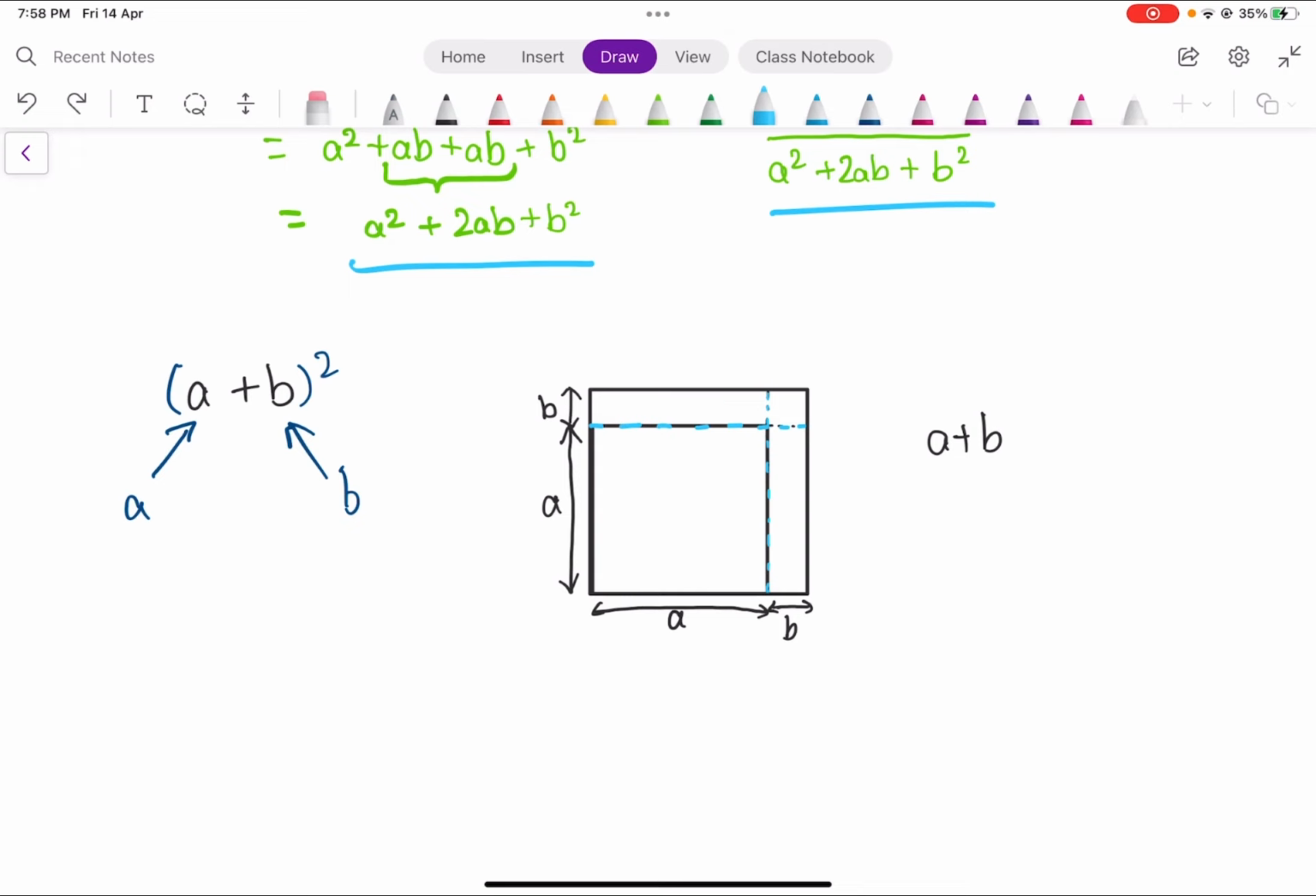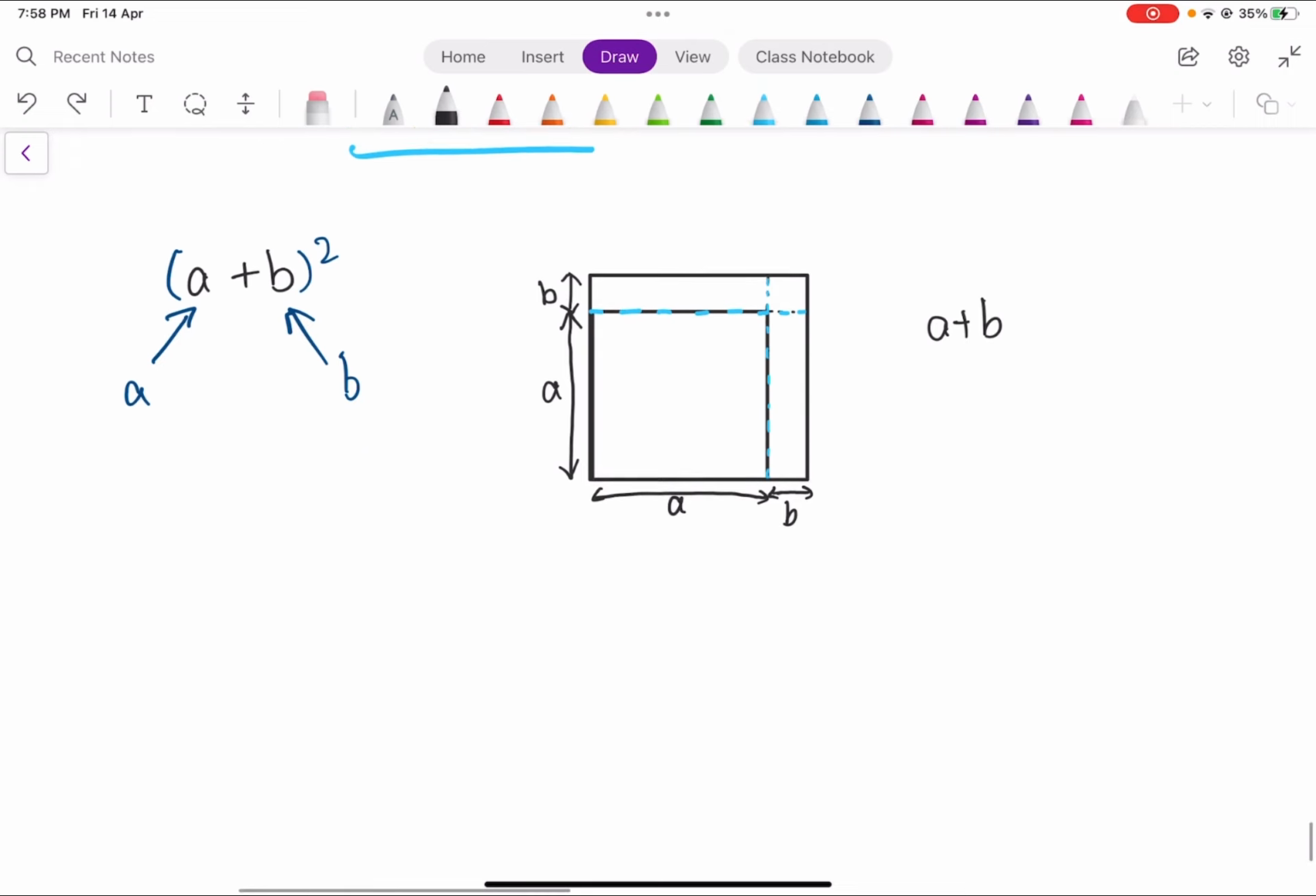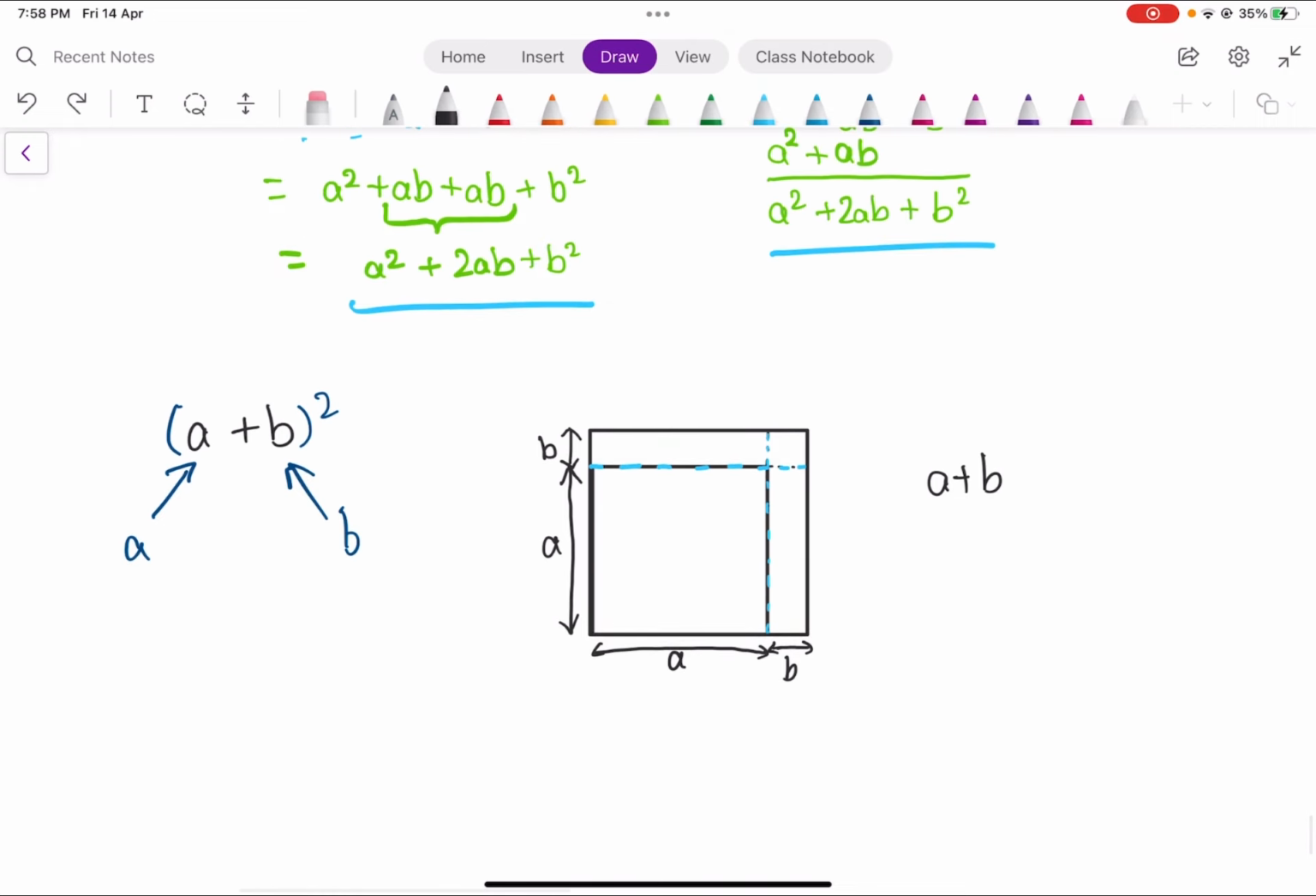So if we wanted to find the area of this square, we can find it using a few different methods. But the method we're going to be using over here is this: we can notice that this square is obviously a squared. The area of this square is a squared, and the area of this square is b squared.